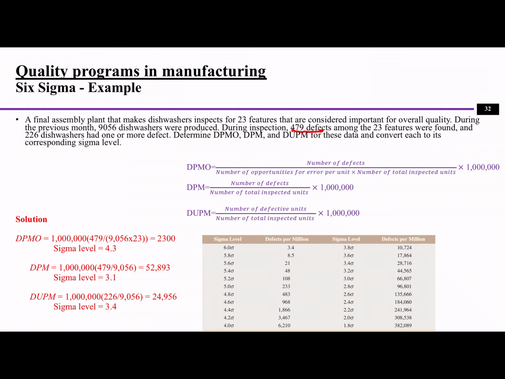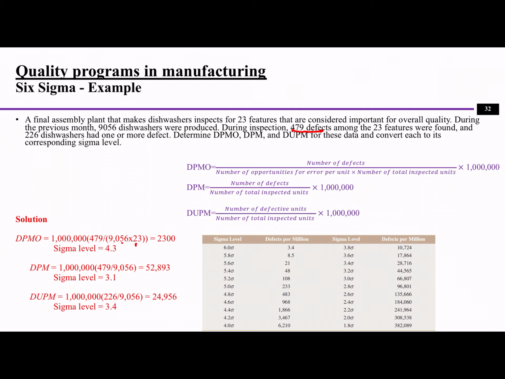479 defects. So we use 479 divided by what? Divided by how many opportunities can I have for all defects? How many opportunities? Because each dishwasher has 23 features, right? Each dishwasher has 23 features. And how many dishwashers do we have? 956. So that's why we use 956 times 23 features, right? These are all the opportunities I can have for defects.